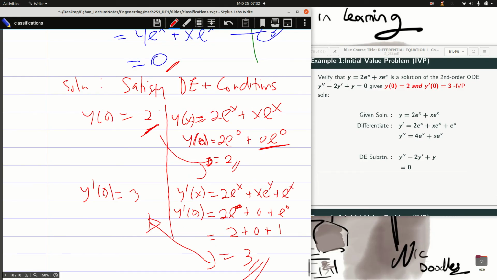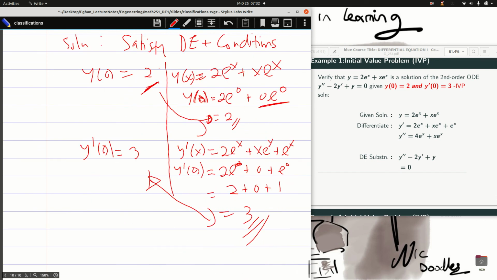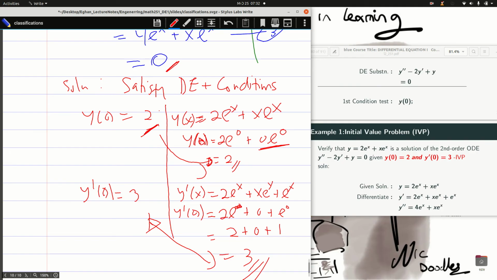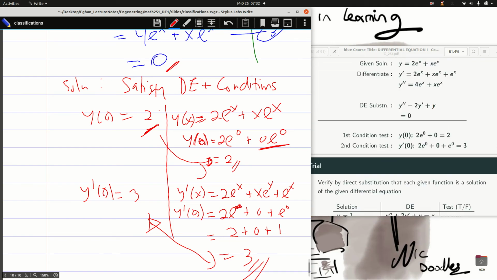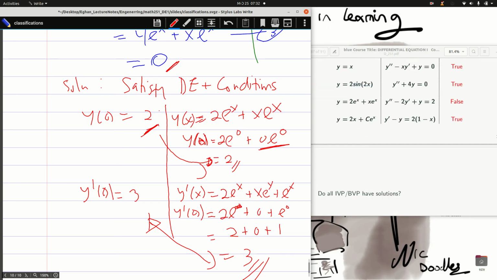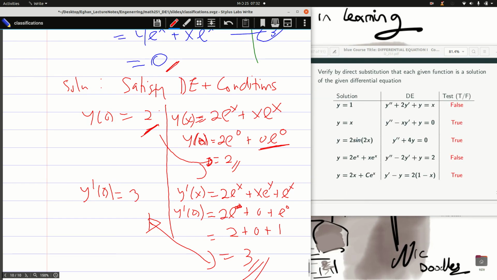And this is how you test for solutions. And that brings me to the end of my lecture video today. So I have a trial table here. Let me look at the last point. It says verify by direct substitution if the given solutions are indeed solutions to a differential equation. I've already given the answers: false, true, true, true, false, true. You can pause the video and verify these solutions if they are indeed true or false.